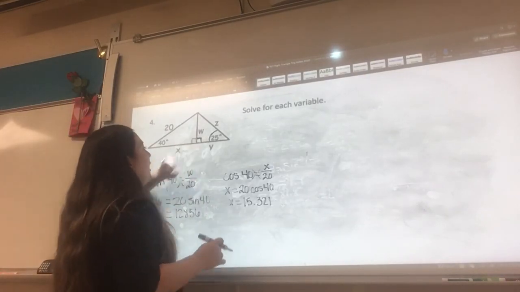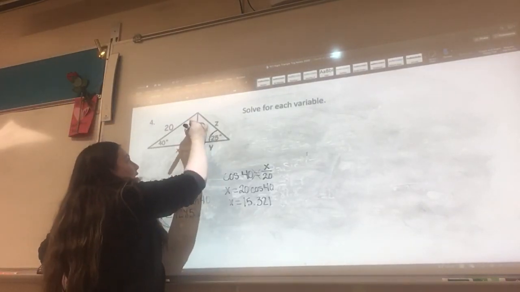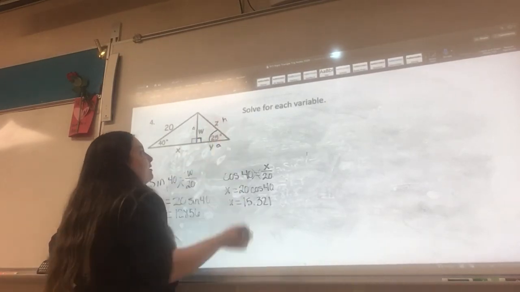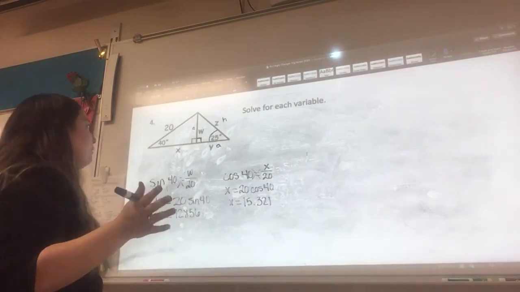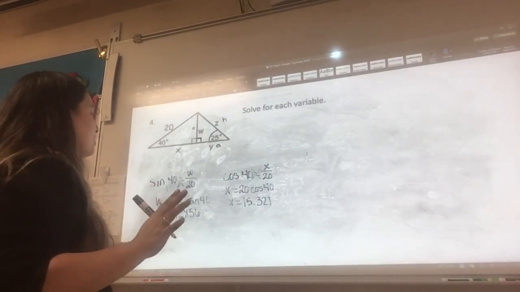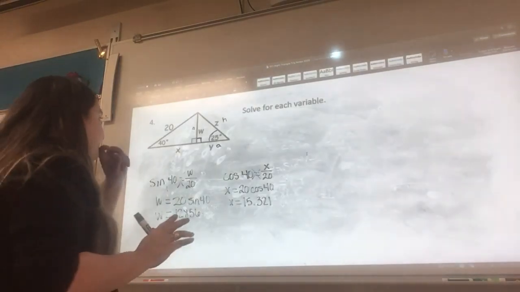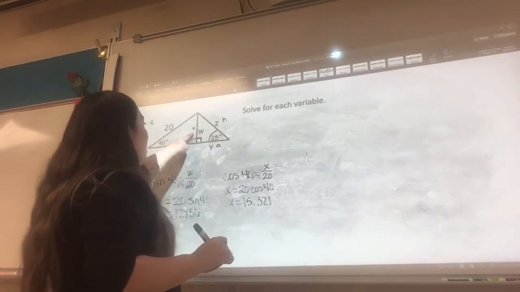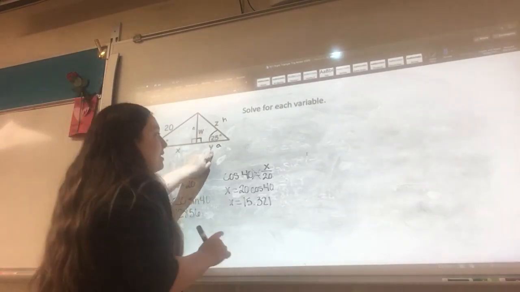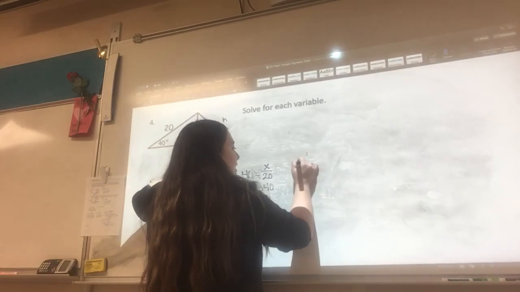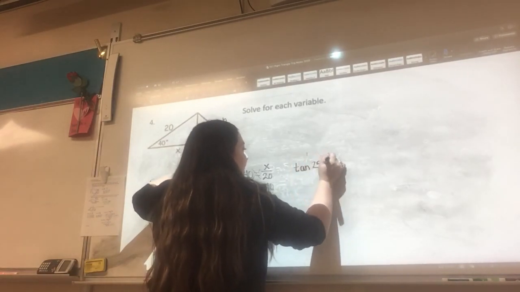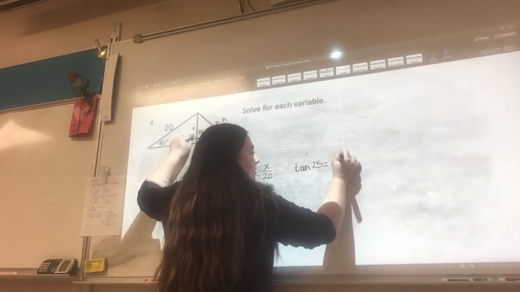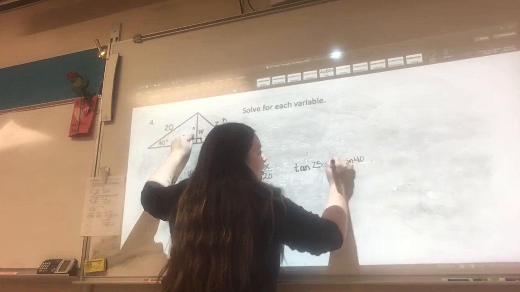So I can look at this and see w is opposite to this angle, y is adjacent, and z is your hypotenuse. So now we can use all of our known sine, cosine, and tangents and solve for the missing variables. So I'm going to go for y. So I have a known opposite and an unknown adjacent. So that means I'm using tangent. So I have tangent of 25 has to equal opposite, and I'm going to be using 20 sine 40 just for accuracy, over our adjacent y.